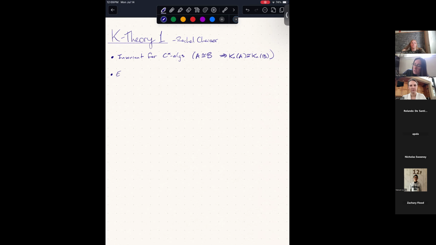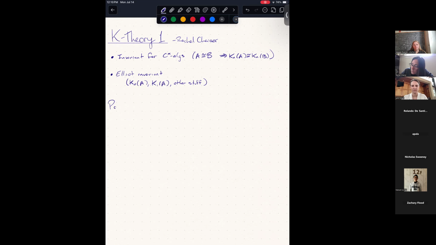In particular, it's used in the Elliott invariant, which completely classifies classifiable C-star algebras up to isomorphism. And basically the Elliott invariant consists of the K0 group, the K1 group, and other information that mostly relates to K-theory. So basically what we're going to talk about in this lecture is the K0 group and the K1 group.